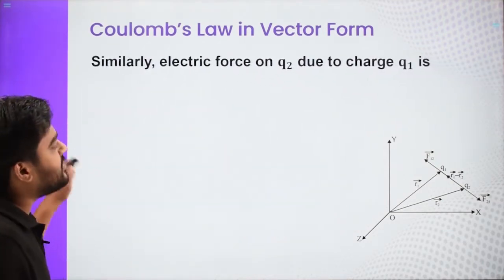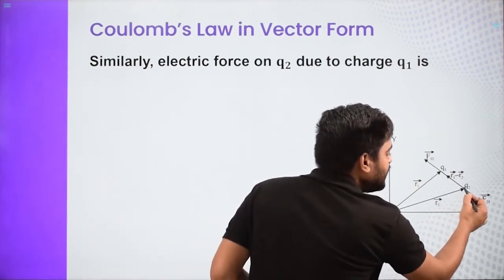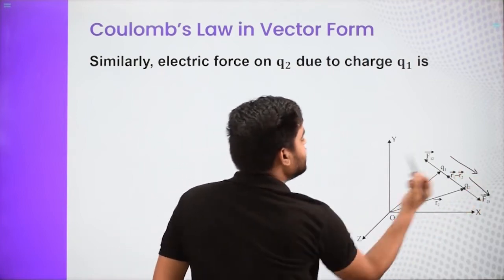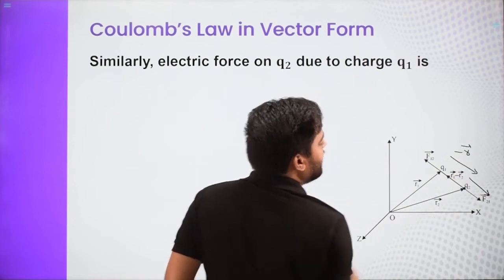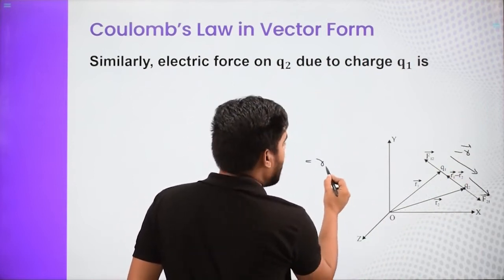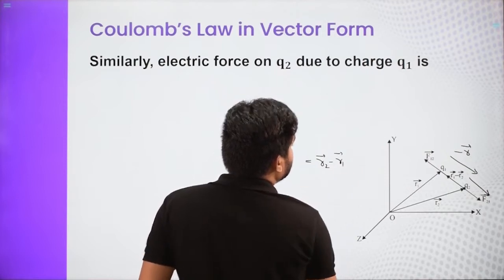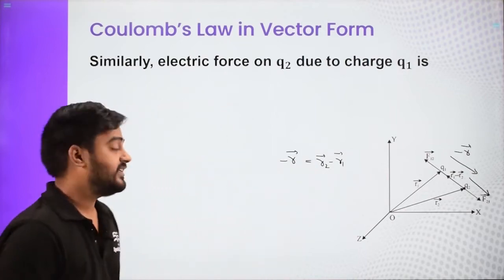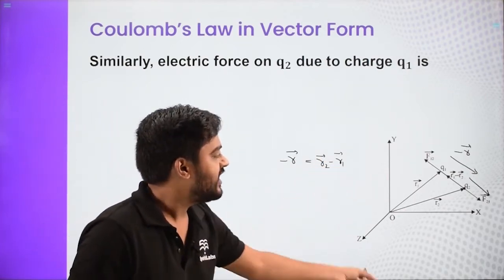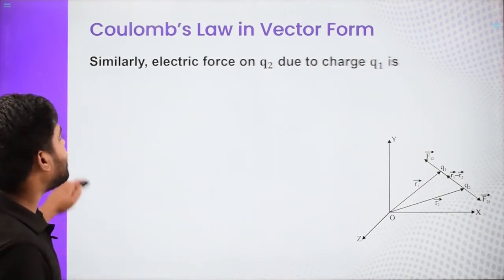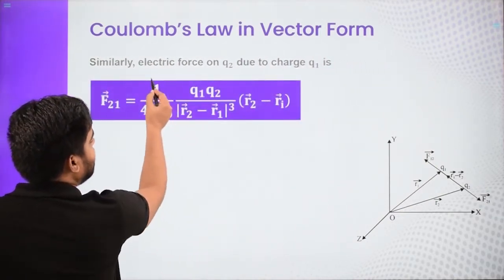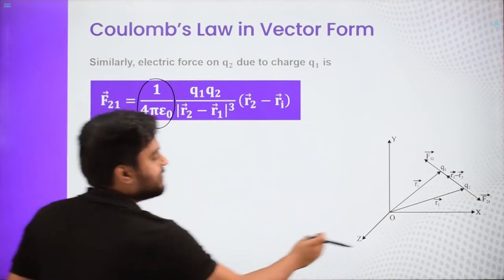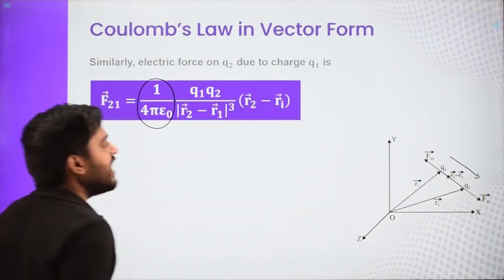Similarly, if we want to write the force on 2 due to 1, I have to use this vector, which is the negative of the previously used R vector, and that is R2 vector minus R1 vector. So this will be replaced, and we can write that the force on 2 due to 1 is K Q1 Q2 by R cubed times the R vector. The R vector this time is R2 minus R1 vector.